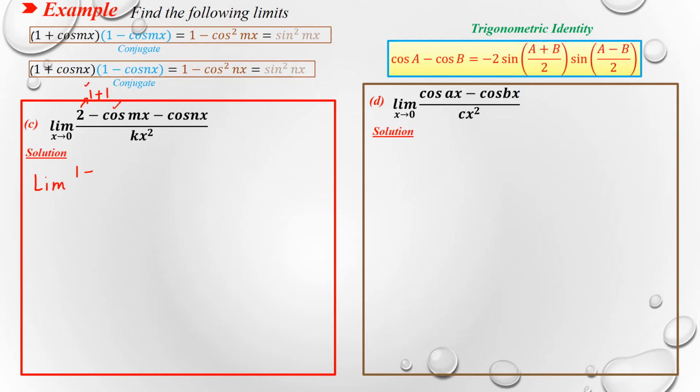So we have 1 minus cosine mx divided by kx squared. I will split the limits directly, plus limit of 1, the second one, minus cosine nx divided by kx squared when x goes to 0. For the first and the second limit, you have to multiply by the conjugate. And remember, if you split any limit, you have to check that each limit must be 0 over 0 by direct substitution.